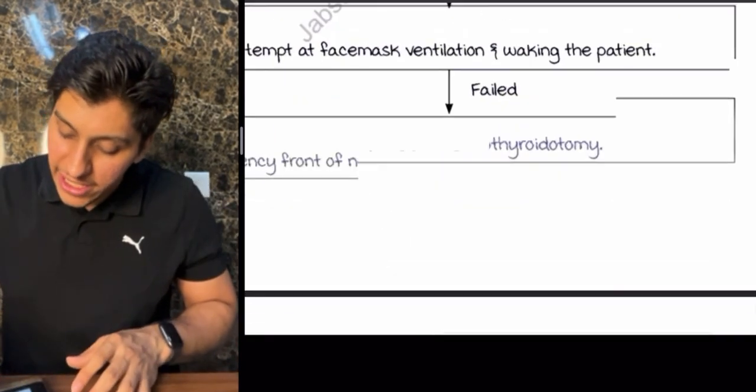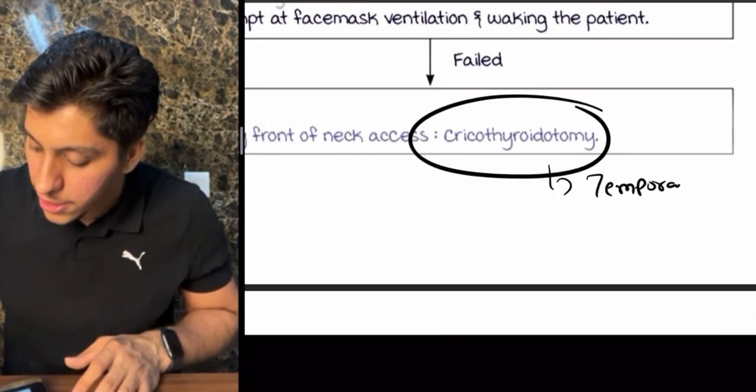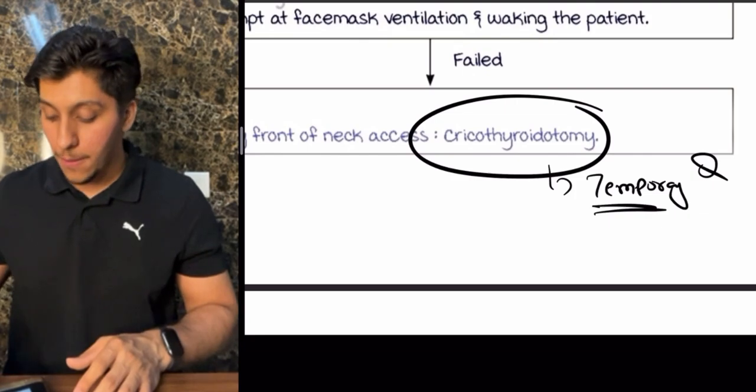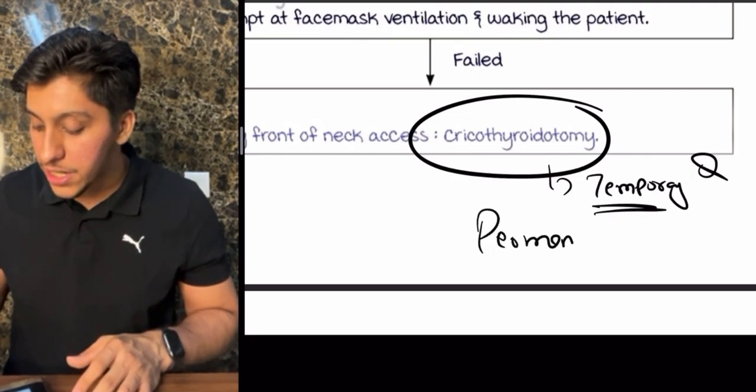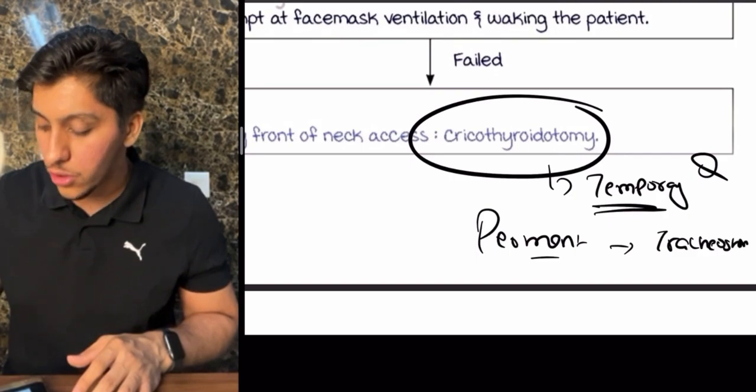Remember, cricothyroidotomy, guys, is only a temporary way. It is not permanent. Permanent is going to be done by an ENT doctor. That is going to be your tracheostomy.